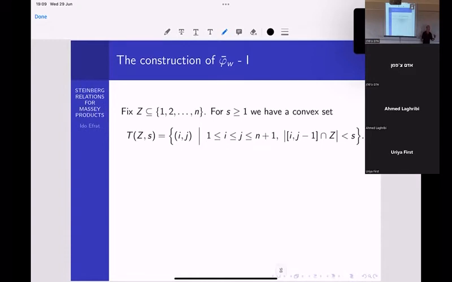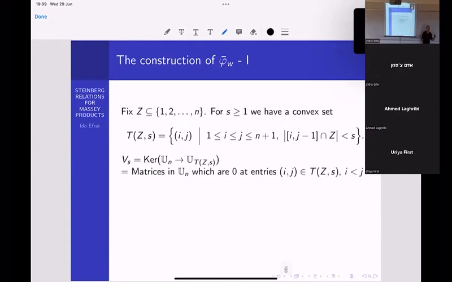So we say let V S be the kernel of the natural projection from the full UN to the group of partial matrices, partial in the sense that you only take these entries. So what it actually means is that you take matrices in UN which are 0 in the non-diagonal entries in this set. So a matrix here looks like this. On the diagonal you have ones, then near the diagonal you have general elements.